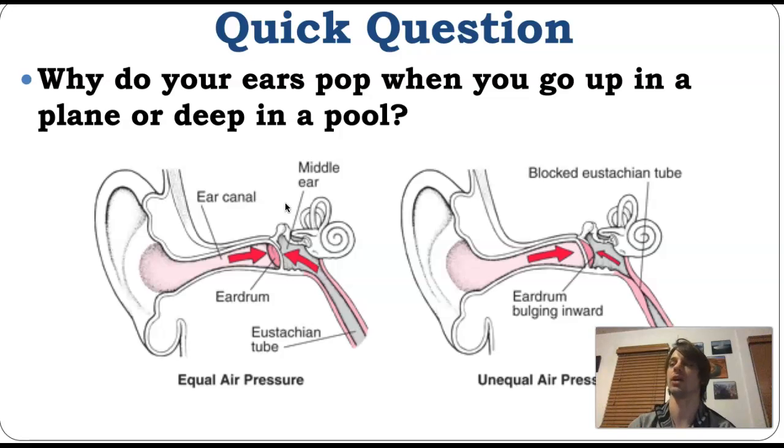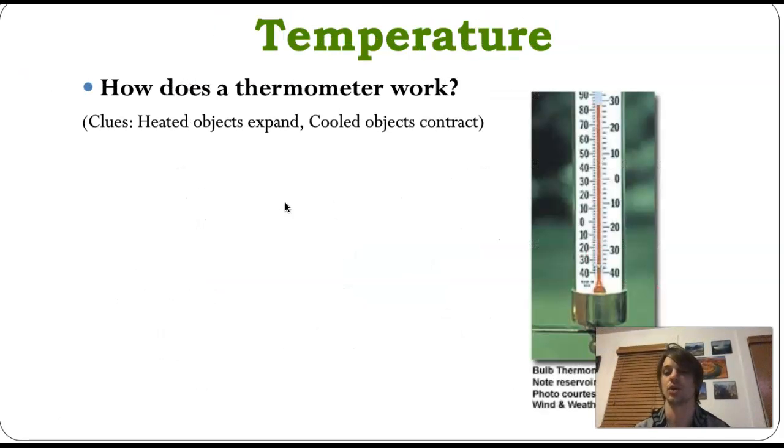And the same thing happens when I go up in an elevator or go up in an airplane. The pressure goes down, so that eardrum gets pushed out because now the pressure on the inside of your ear is greater than the pressure on the outside. So that eustachian tube allows for the equalizing of that air pressure. And sometimes when you have clogged sinuses and things like that, it's not that easy to do. You can have a blocked eustachian tube, and it hurts. Okay, so that's pressure.